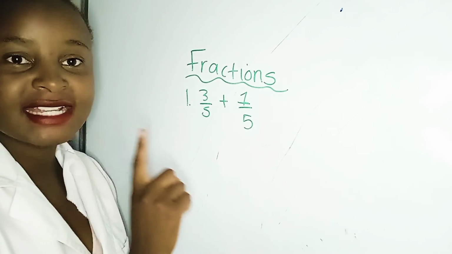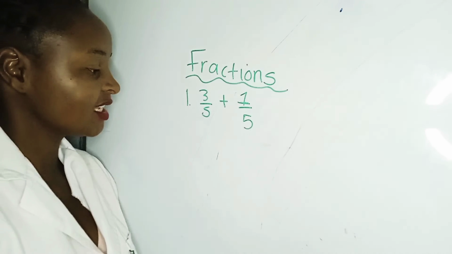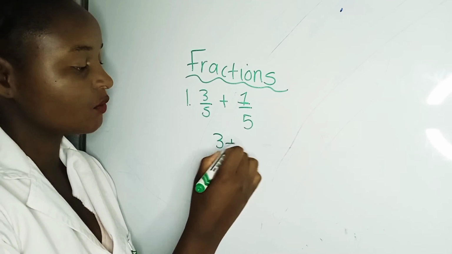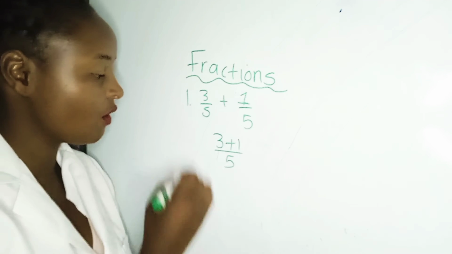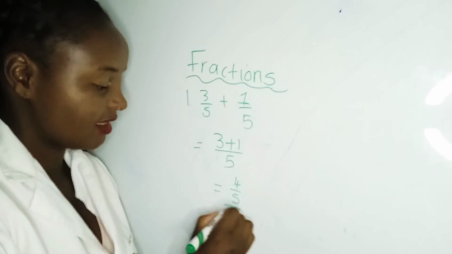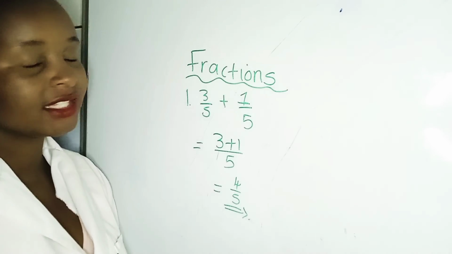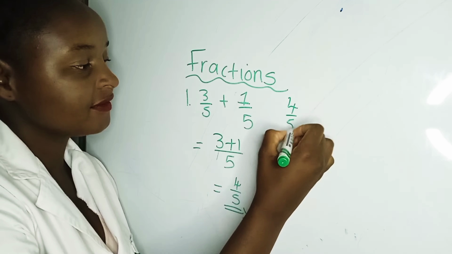So if the denominators are the same, you simply add your numerators, right? So in this case, we are simply going to say 3 plus 1 all over a 5. What is 3 plus 1? It's a 4. So our final solution becomes 4 over 5. That's our answer, right? For this first one. A question can come as 4 over 5.